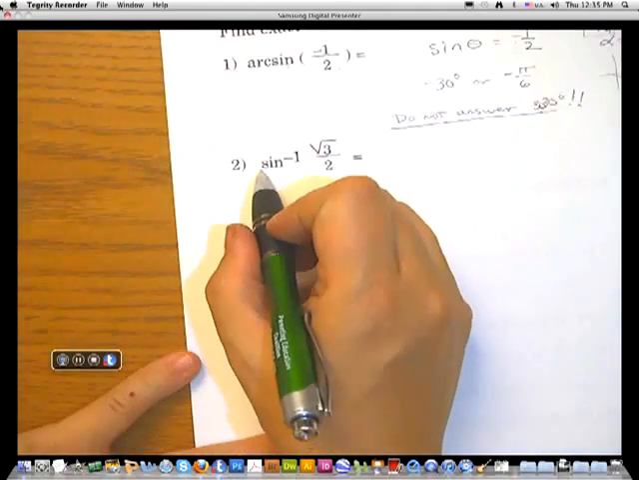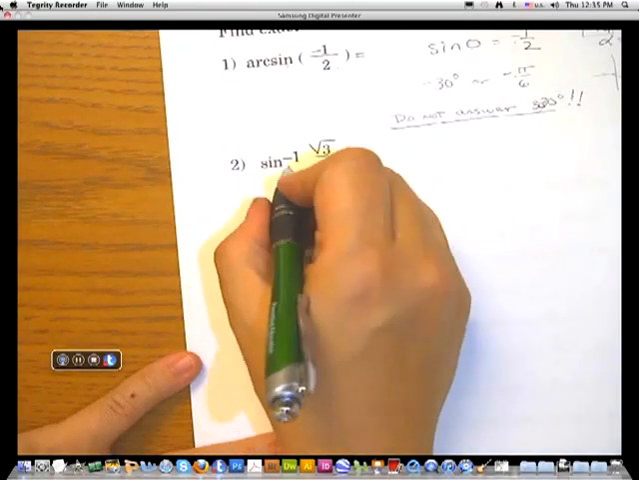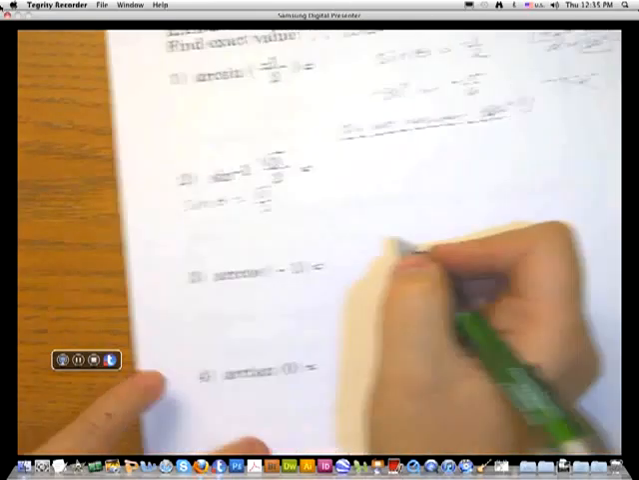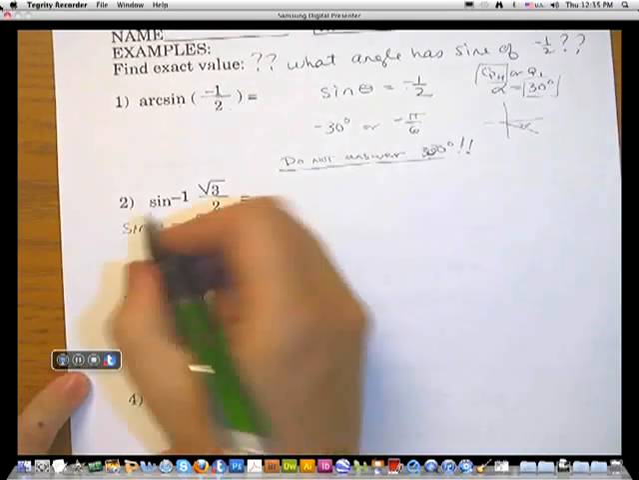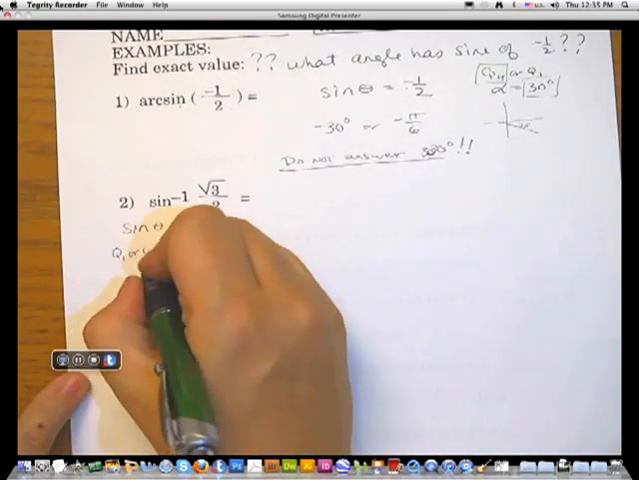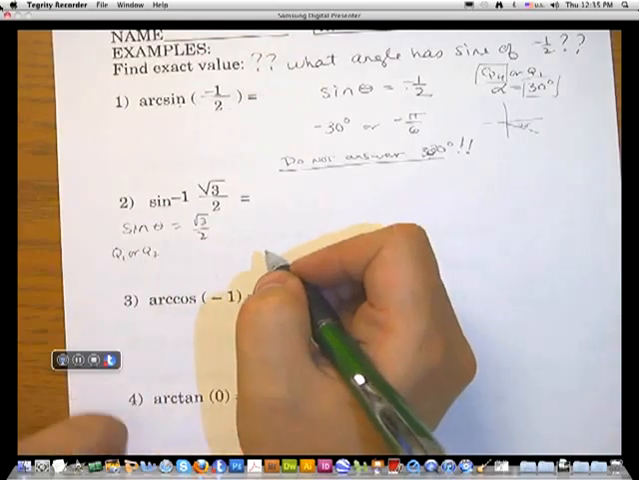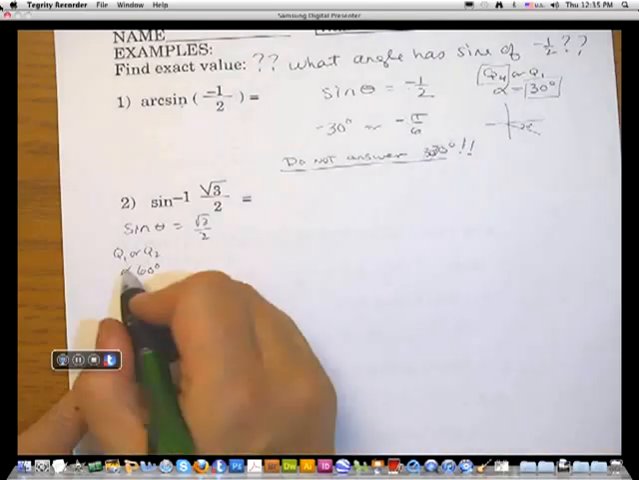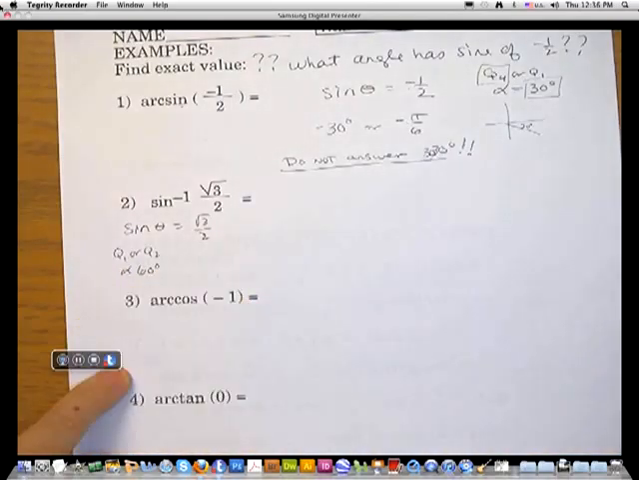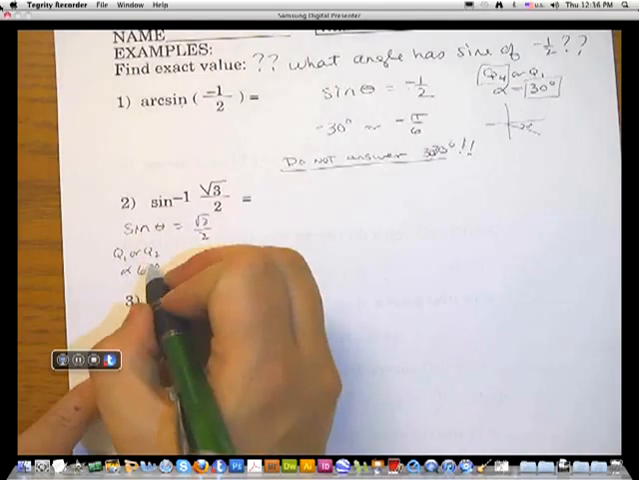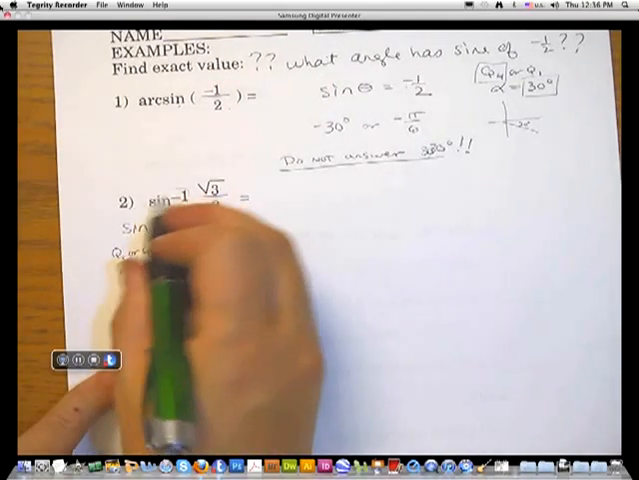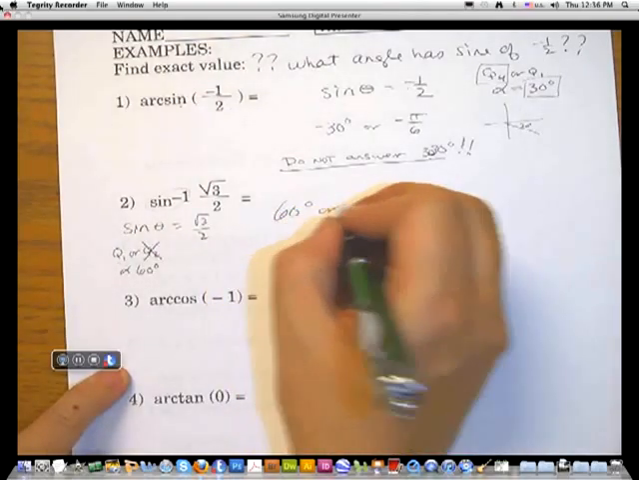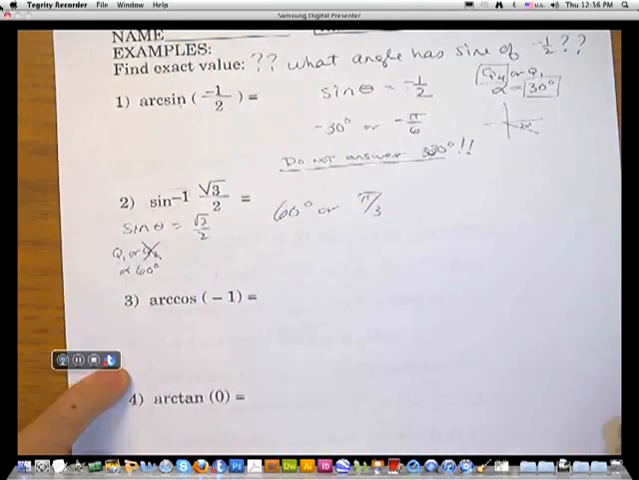Okay, so what angle gives me root 3 over 2? Well, positive, so that's either quadrant 1 or quadrant 2. That references 60 degrees. Well, the one that I can use for arcsine is quadrant 1. Therefore, 60 degrees or pi over 3.